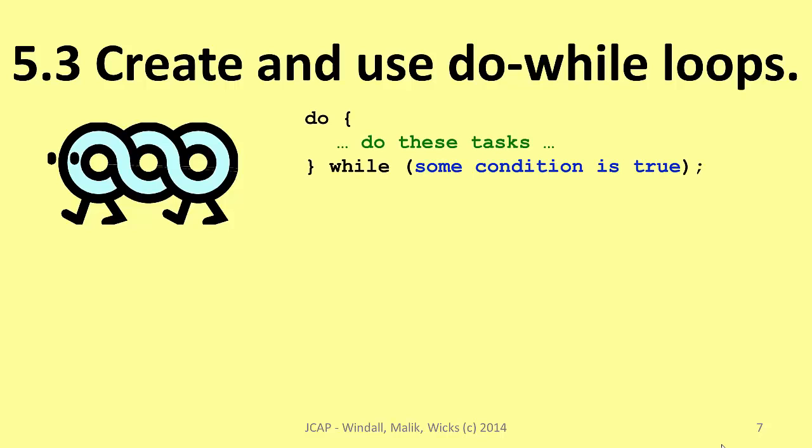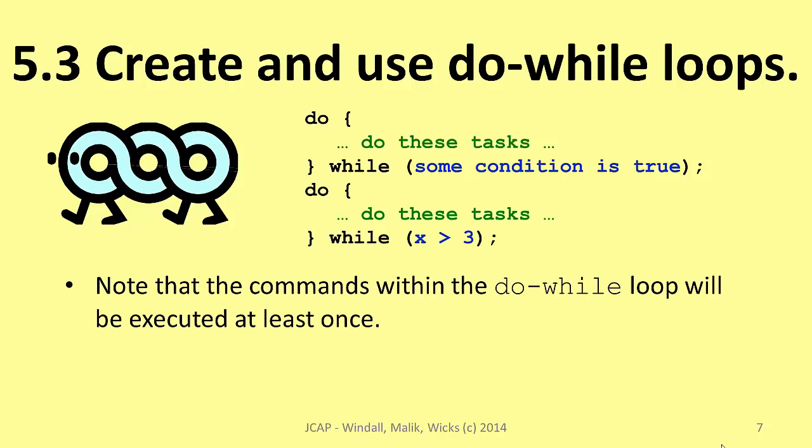The general format of a do-while loop is like this. Do, and then in curly brackets some tasks that need to be performed, while some condition is true. So a specific example might be: do whatever these tasks are, whilst x is greater than 3. Notice that if x starts off as 4, it will still do those tasks at least once. The commands within a do-while loop will be executed at least once.